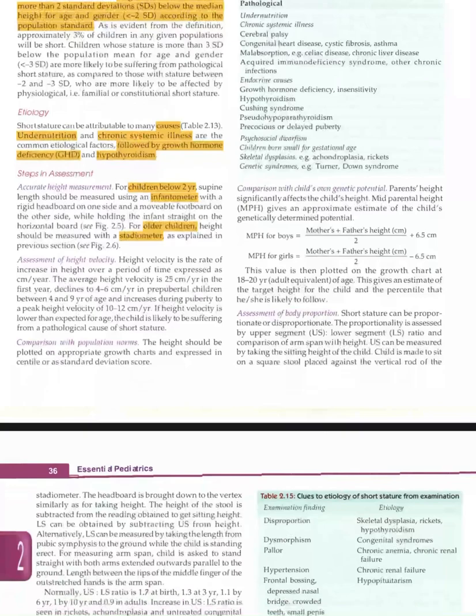Comparison with population norm: the height should be plotted on the appropriate growth chart and expressed in centile or as a standard deviation score. Comparison with the child's own genetic potential: parents' height significantly affects the child's height. Mid-parental height gives an approximate estimate of the child's genetically determined potential.